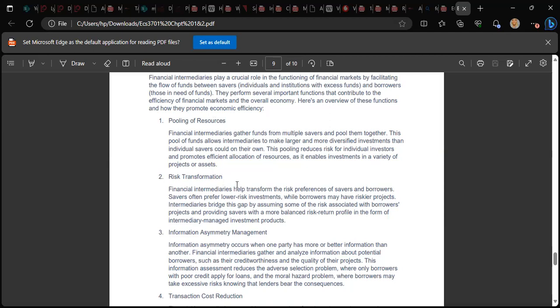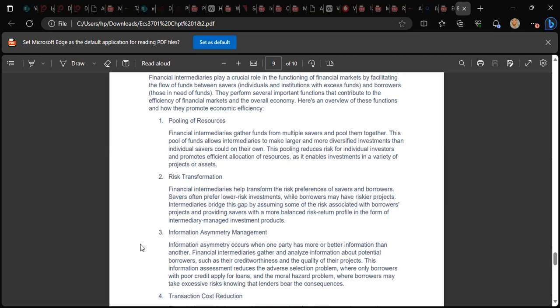Risk transformation. So they help transform risk preferences of savers and borrowers, right? So they are bridging the gap between those two. We already spoke about that today. So this is obviously through sometimes inventing these securities that can cater for those.